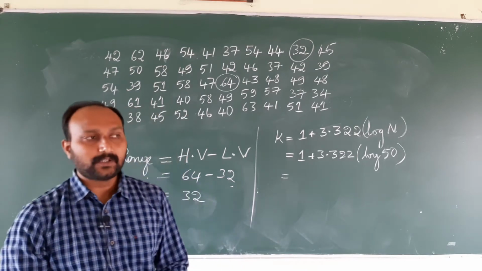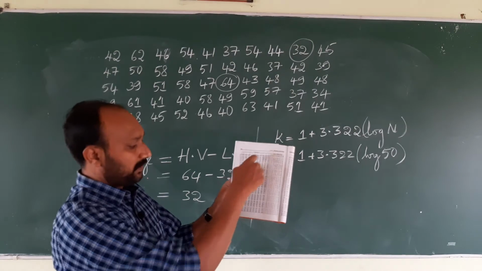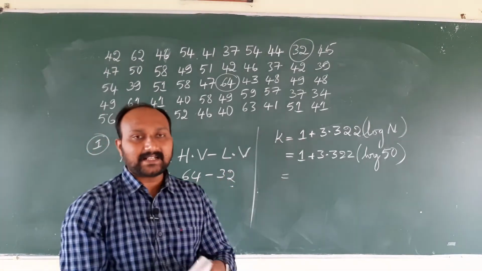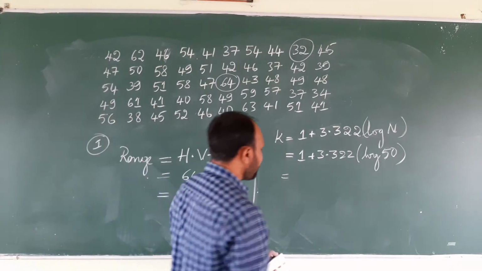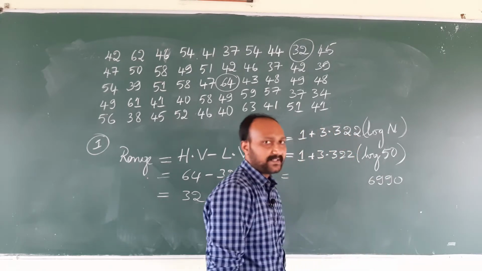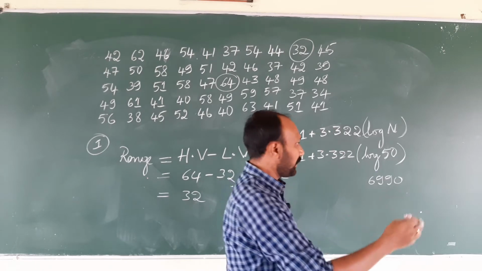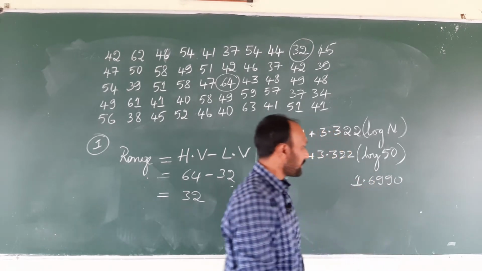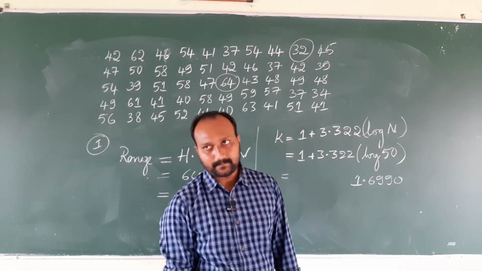In your textbook, or if you have a logarithm table book, you can see that log 50 is 6990. This is not the final answer. Since there are two digits, you need to subtract 1, so 2 minus 1 is 1. So 1.6990 is the answer for log 50.